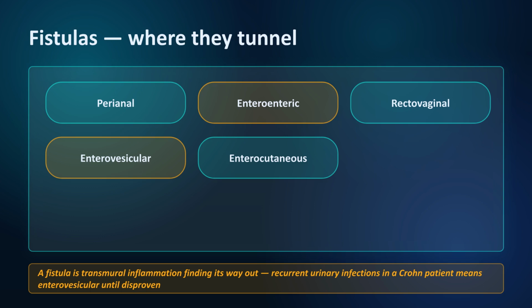Here is a clinical pearl. Recurrent urinary tract infections in a patient with Crohn disease, particularly with air or debris in the urine, is an enterovesicular fistula until disproven. Ask about air or stool passed per vagina or per urethra. Patients almost never volunteer it.